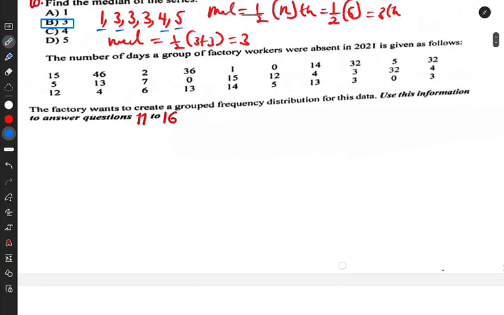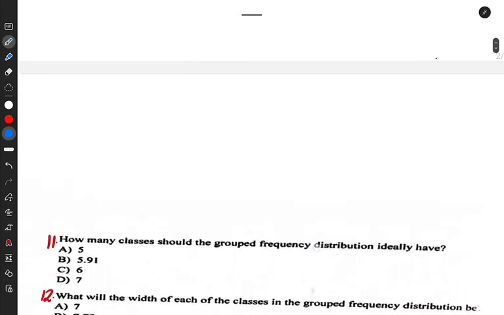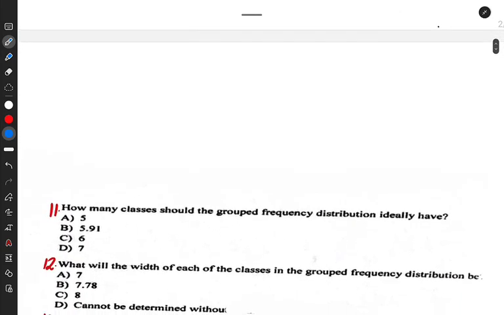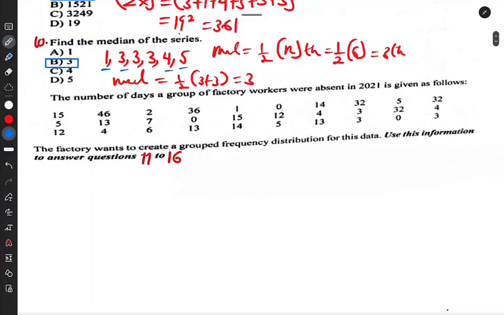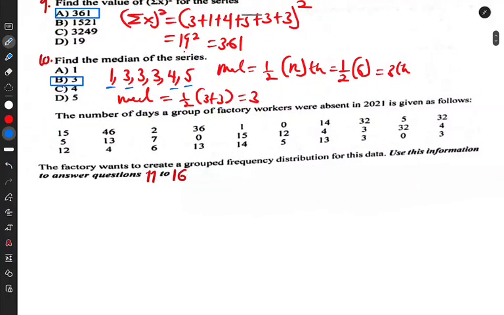So let's see the first question, question 11, under this set. Question 11 is: how many classes should the group frequency distribution ideally have? So for us to determine the number of classes, we need to go through the process of creating a group frequency distribution table. So let's start with the steps. We'll have our step 1 and 2 coming up.